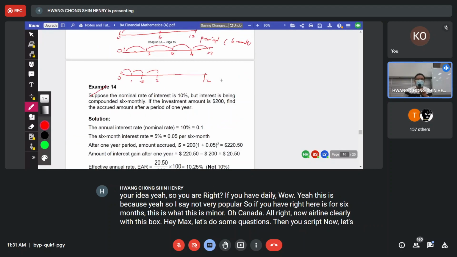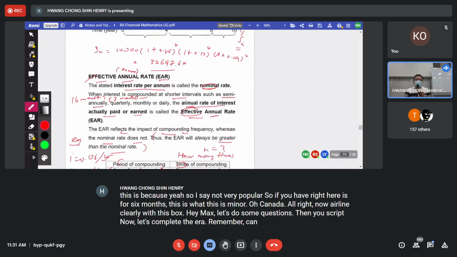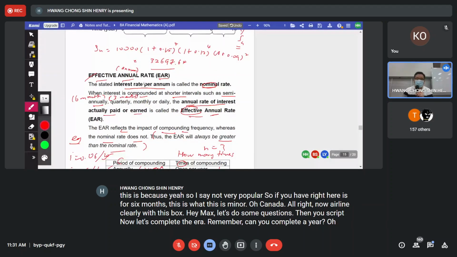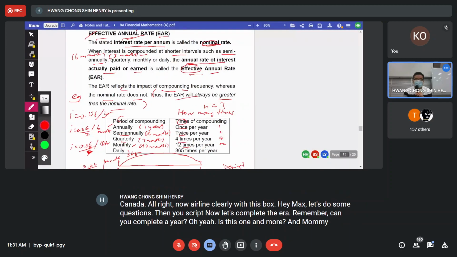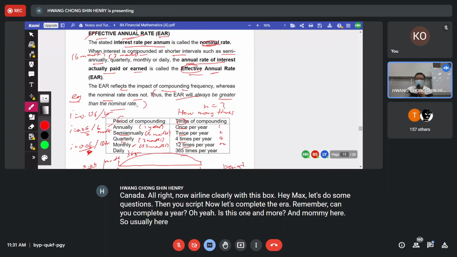Now, let's calculate the EAR. Remember, can you calculate the EAR here? Now, EAR is based on annual. Nominal rate is also based on 1 year. So usually EAR will be bigger than nominal rate.